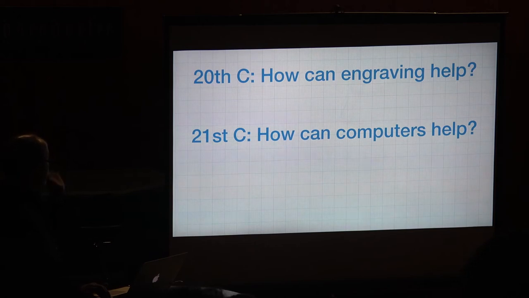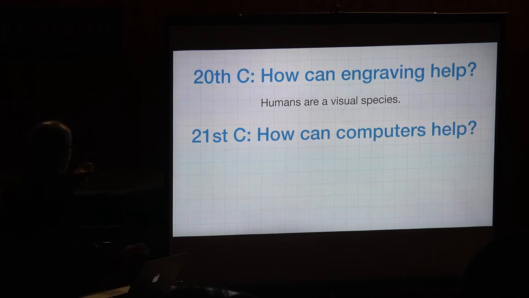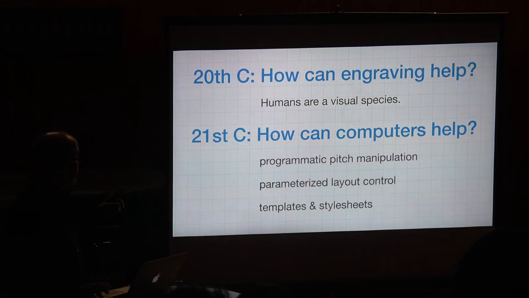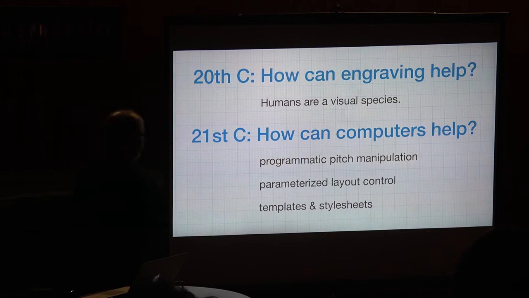So the big question is, in the 20th century, how did engraving help us? And in the 21st century, how can computers help? So humans are a visual species. We really do love visual. That's why movies are so popular. And color always trumps geometry in photographs. So how can computers help take advantage of that?